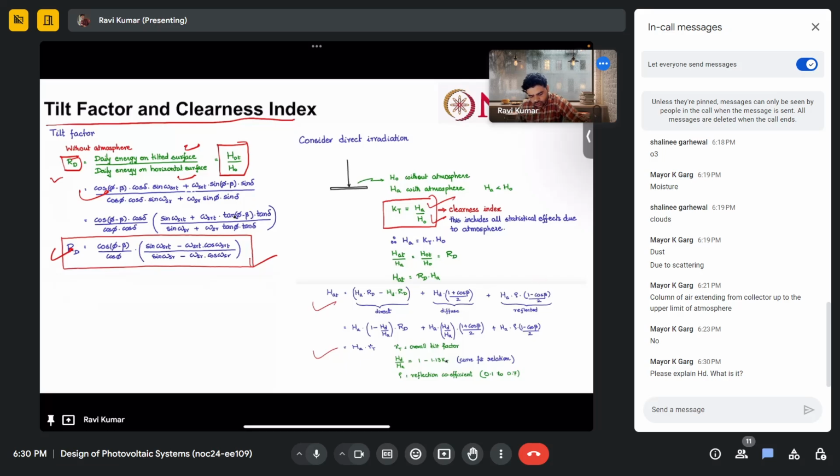HD is due to the diffuse radiation. See, these are the different components. This HAT will have direct, diffuse and reflected components. So this HAT can be represented as a sum of three factors: one is due to the direct beam, one is due to the diffuse beam, and one is due to the reflected beam. So HD is the incident energy due to diffuse radiation.